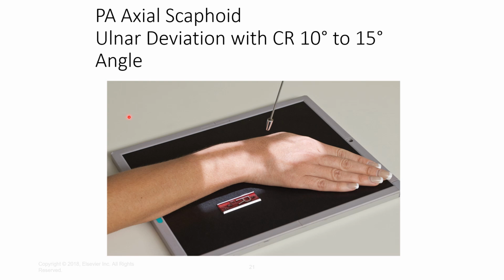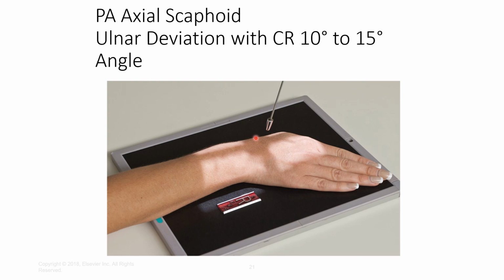Your central ray, which is demonstrated always by this pointer, is angled 10 to 15 degrees proximal, or towards the elbow, and it's going to enter the scaphoid. Okay, the scaphoid is right here. It's easier to show you in class.